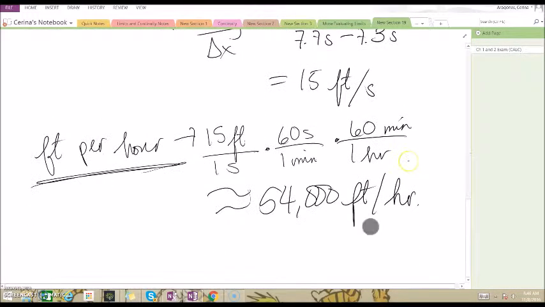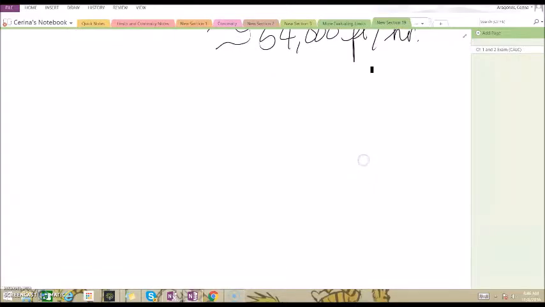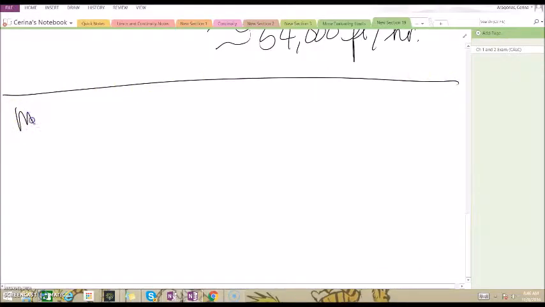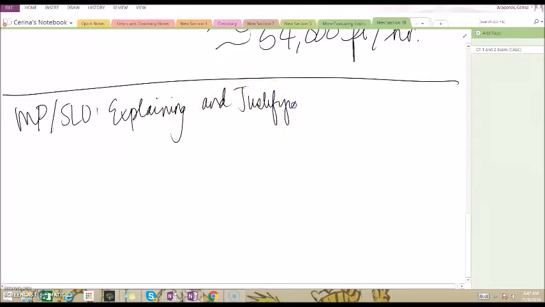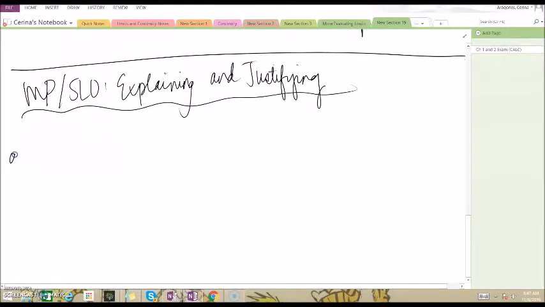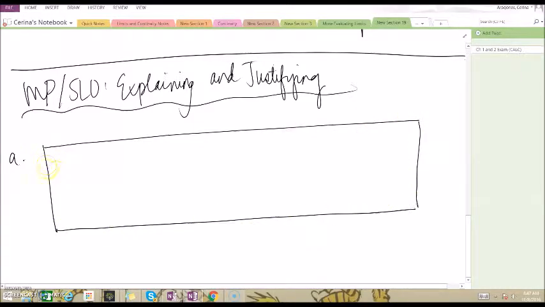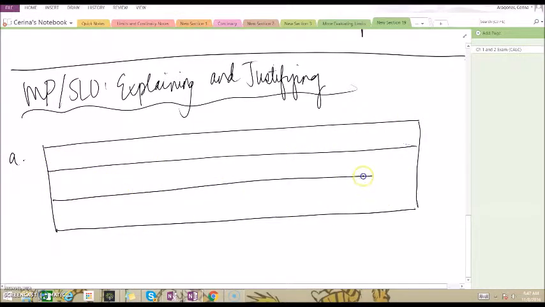The second calculator problem was asking you to look at the linearization of y equals sine of x. So that was looking at explaining and justifying. And we did this problem in class. I'll go over it now. So first you were supposed to complete this table for two functions. The first function was for y equals sine of x.